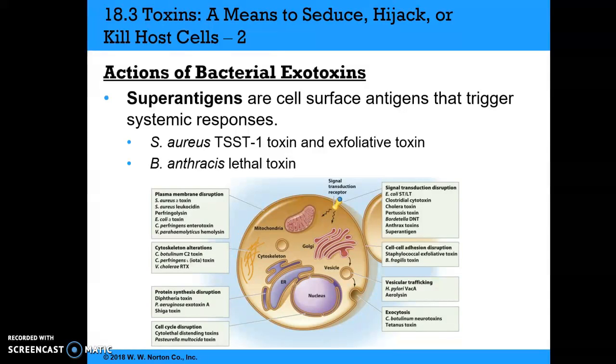The cell-to-cell adhesion disruption by staphylococcal exfoliative toxin and B. fragilis toxin. Vesicular trafficking by H. pylori VacA, and then the aerolysin. And then finally, exocytosis as a potential target: C. botulinum neurotoxins and tetanus toxins.